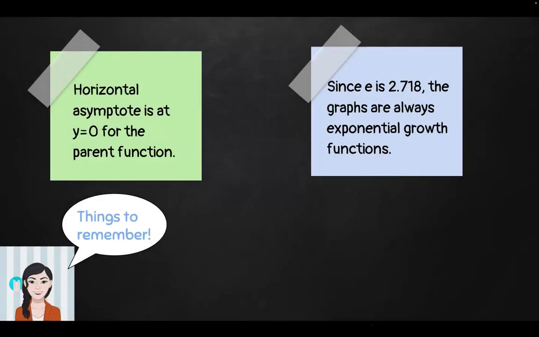Now here are some things for you to remember. Remember that the parent function for the number e, so e to the x, has a horizontal asymptote at y is equal to 0. And because that number e is approximately 2.718, the graphs are always going to be exponential growth functions. Now I hope this video was helpful and you learned more about the number e and how to use it in not only a formula, but also how to graph it.